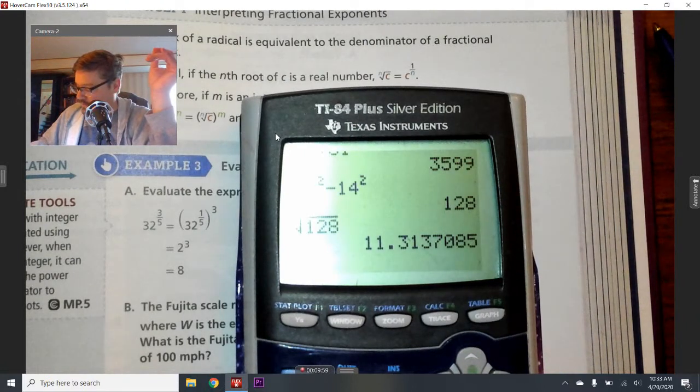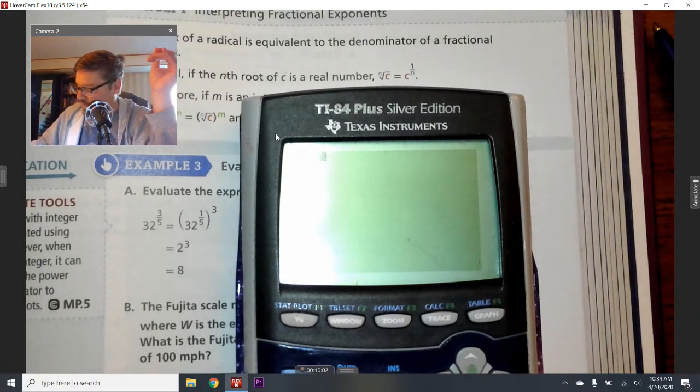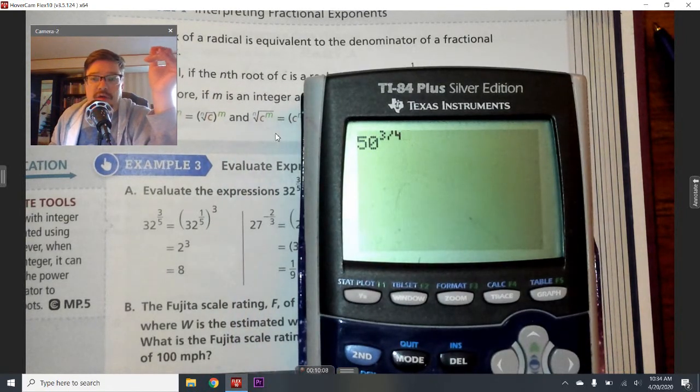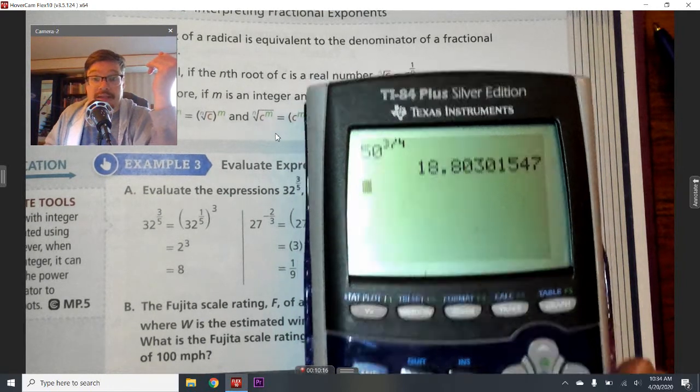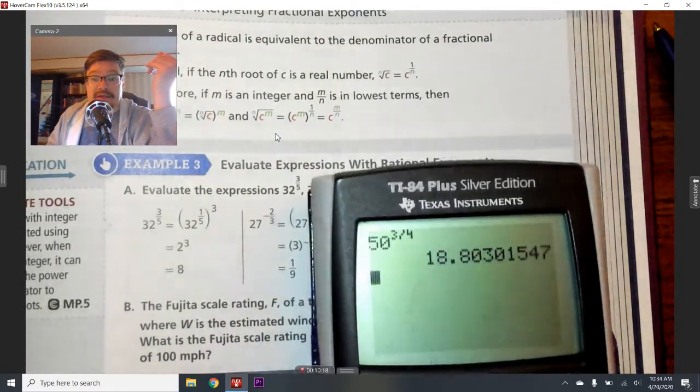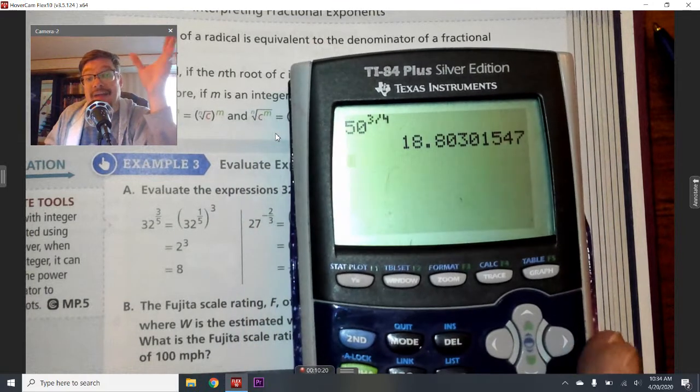If I had 50, let me clear this. 50 raised to the 3 over 4. It's going to give me the decimal. It's going to take the 4th root of 50, and then it's going to raise it to the 3rd power. You get 18.80.